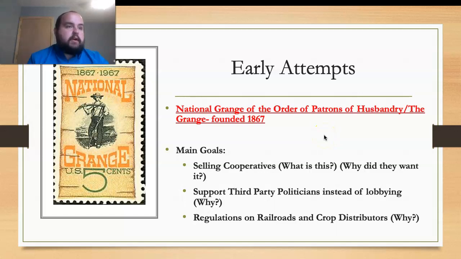So again, something you hear a lot about today by more democratic politicians. This is essentially calling for wealth distribution. They're arguing that we're the ones who are working, we need to get the fruits of our labor. They also would support third-party politicians instead of lobbying. So why would they want to support these third-party politicians?